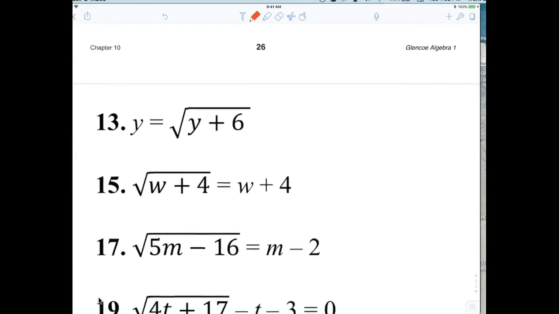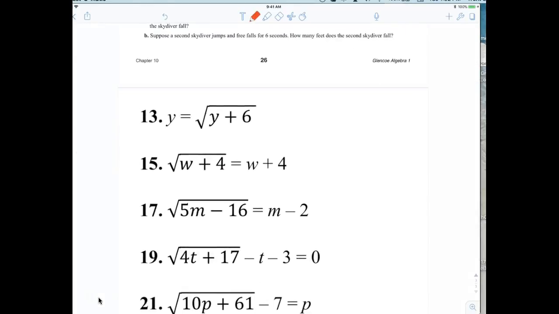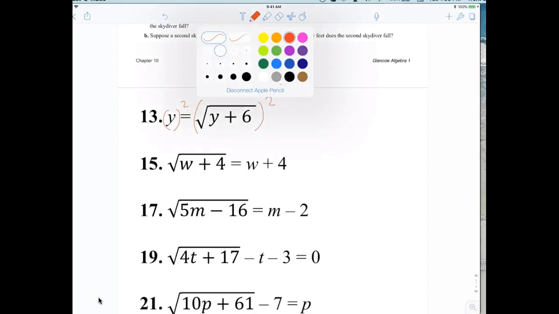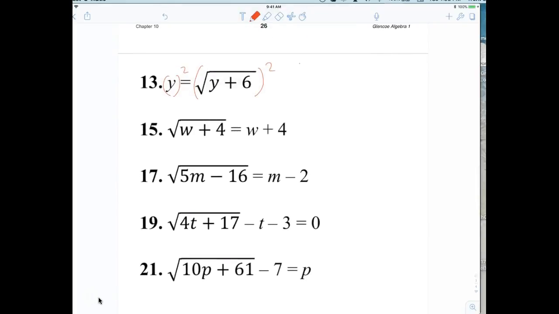All right. Now, what we're doing here is we have a little bit of a problem. So to isolate the radical, I have to square both sides. Is everybody with me? Now, when I square both sides, I'm left with y squared equals y plus 6. Everybody happy with that?